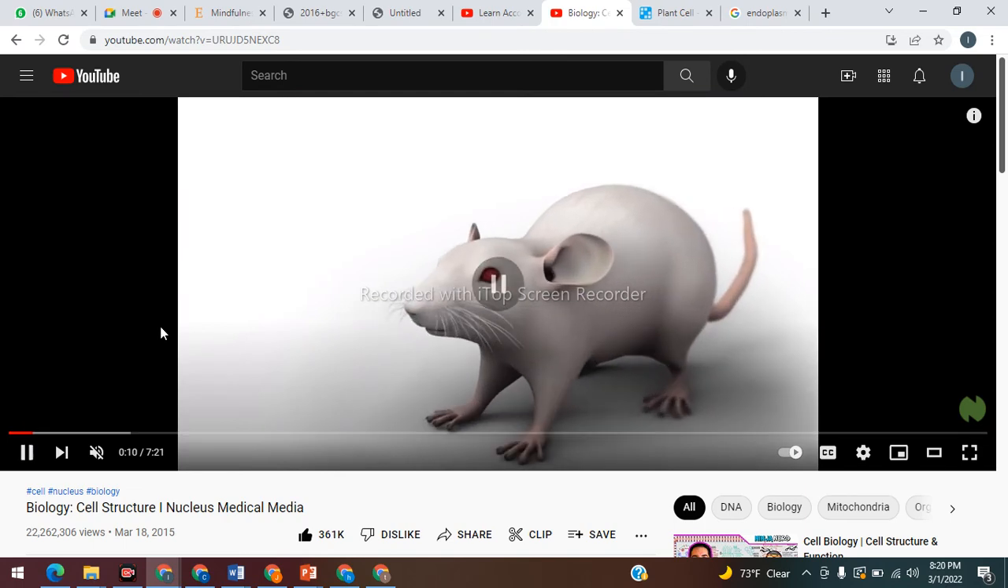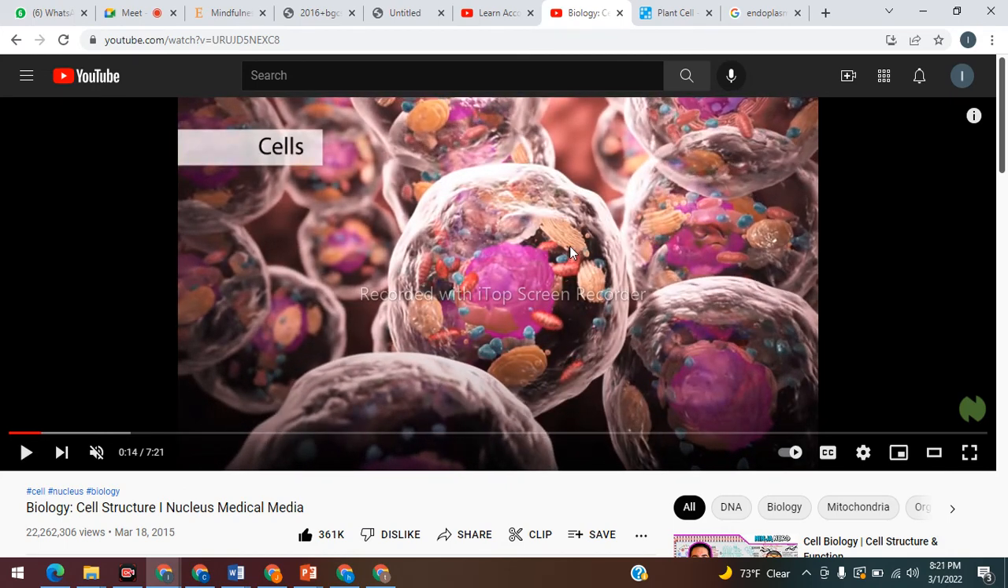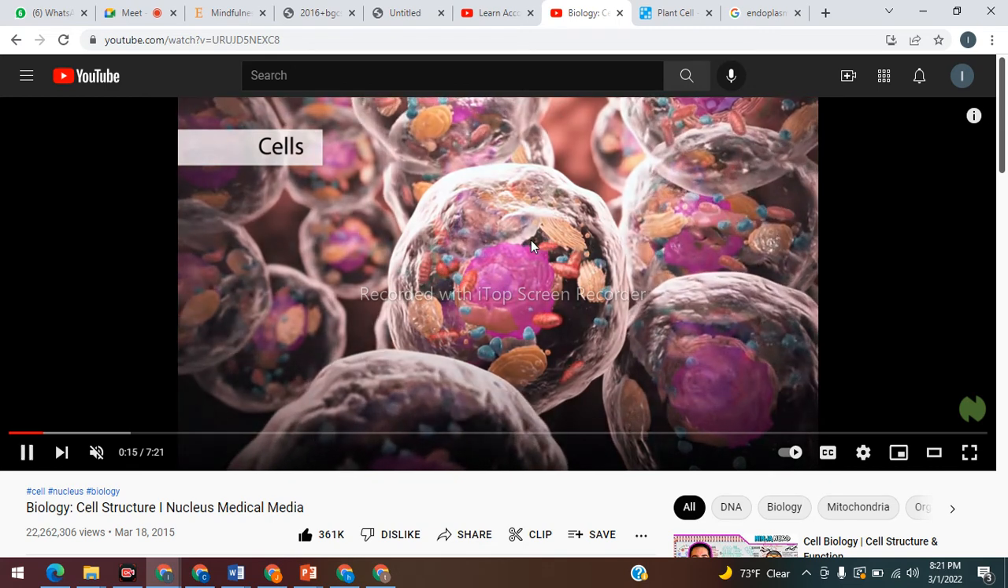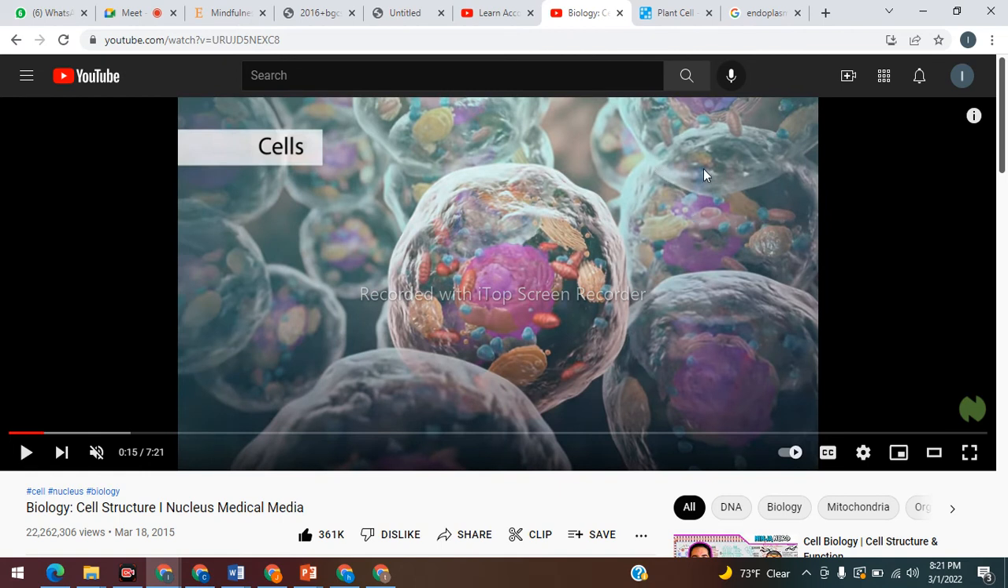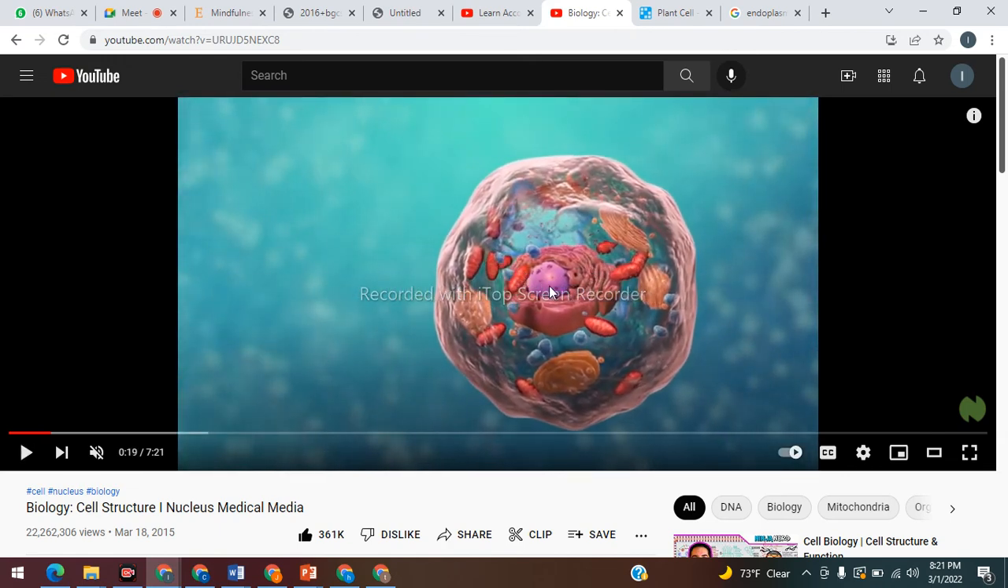Here they have the mouse, and they're trying to zoom in to show you that inside the mouse there's a bunch of these different cells. If you look at these cells, you see there's a bunch of them, and activity is going around in the cell. It's not fixed. Things are moving. What are the red stuff? Anyone can tell me?